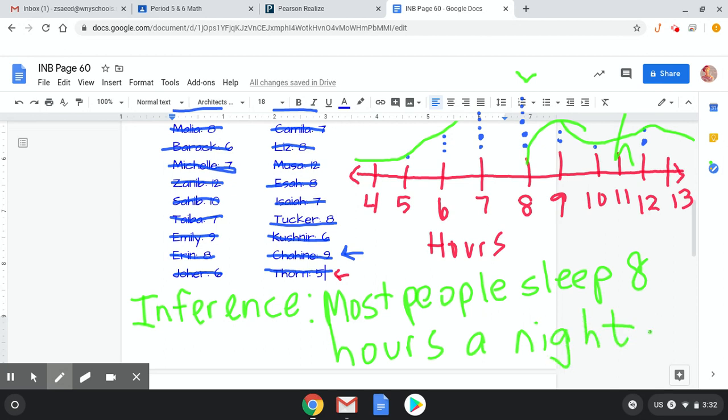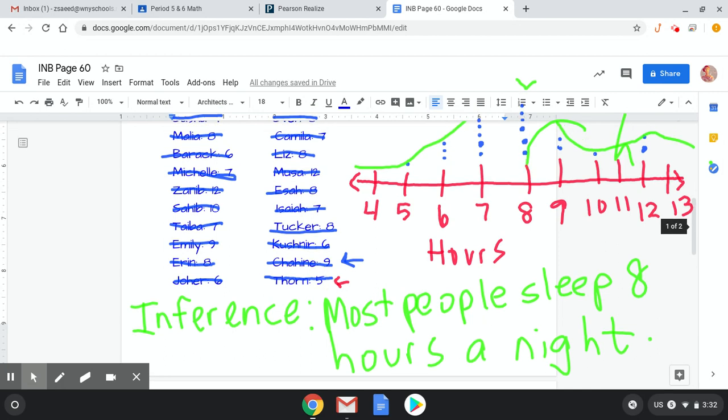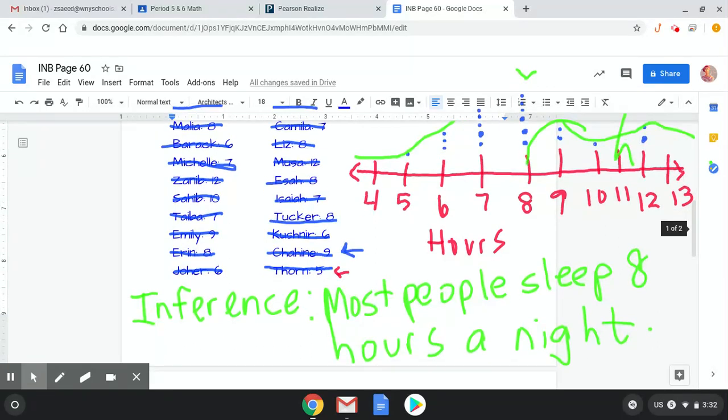Okay? That is what I want you to do. Please go back to Google Classroom and answer this next question. I just want you guys to copy this interactive notebook, page 60, and then I want you to answer a question, which is how many hours of sleep you guys get on Google Classroom. And then tomorrow, we're going to be making a dot plot together. Okay, so make sure you answer that question on Google Classroom.